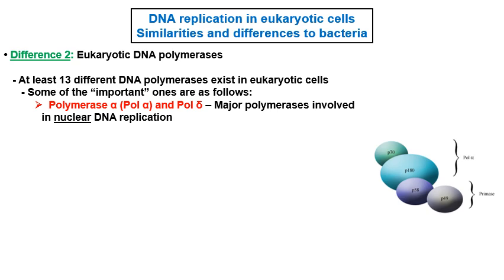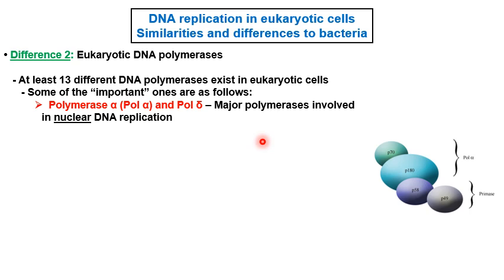Now, when you look at eukaryotes, you have a lot of polymerases going on over here, at least 13 different polymerases working with the eukaryotes. You don't have to remember or know all of them, only a few of them. Important ones to know here are polymerase alpha and polymerase delta. Those are very important polymerases involved with nuclear DNA replication, that means the linear DNA that is inside the nucleus.